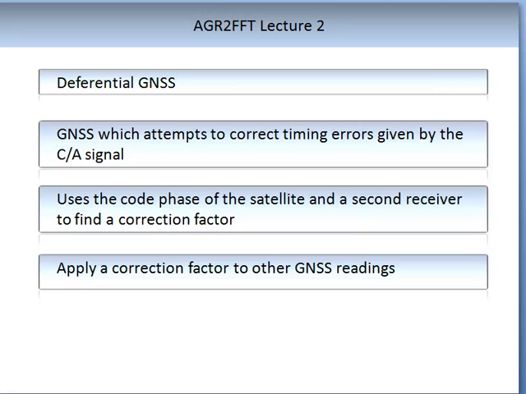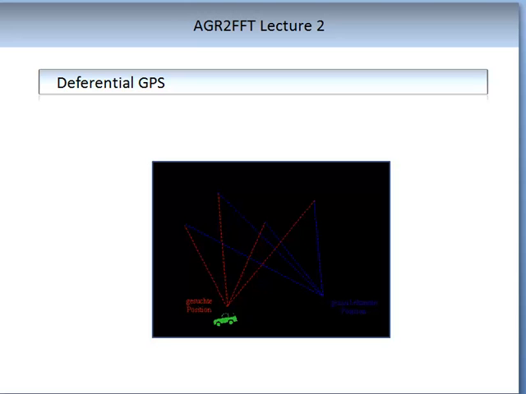Differential GNSS attempts to correct timing errors given by a C/A signal. It uses the code phase of the satellite and a second receiver to find a correction factor. It then applies this correction factor to the other GNSS readings. The illustration shows some of the concepts behind differential GPS.